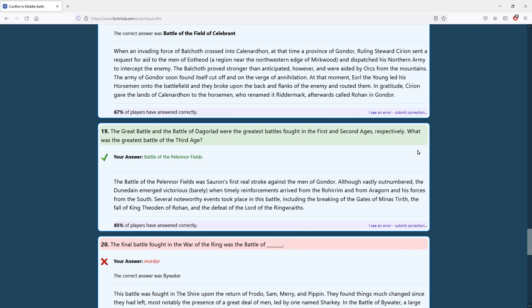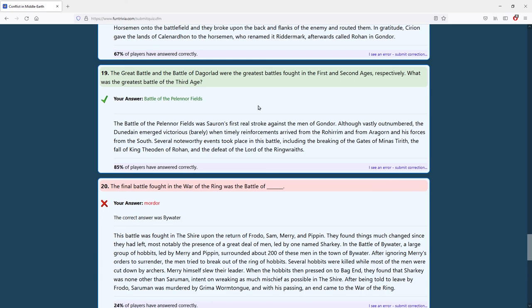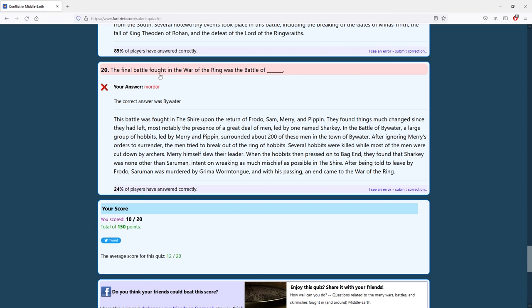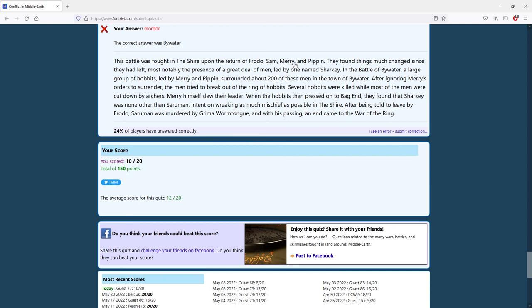Okay, the greatest battle of the Third Age was the Battle of the Pelennor Fields, yeah. The final battle fought in the War of the Ring was the Battle of Bywater. This battle was fought in the Shire upon the return of Frodo, Sam, Merry and Pippin. They found things much changed since they had left, most notably the presence of a great deal of men led by one named Sharkey.